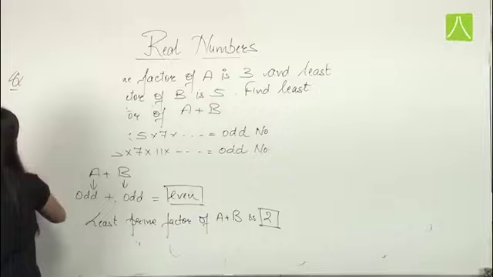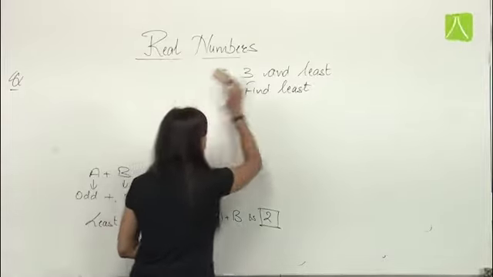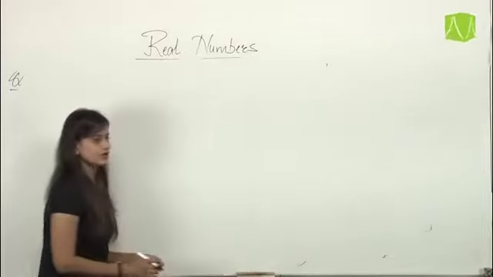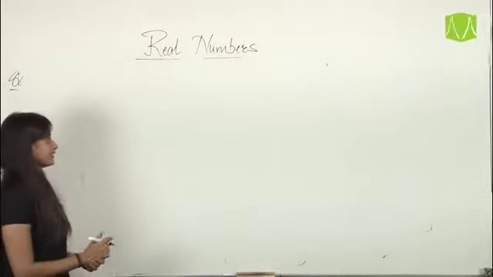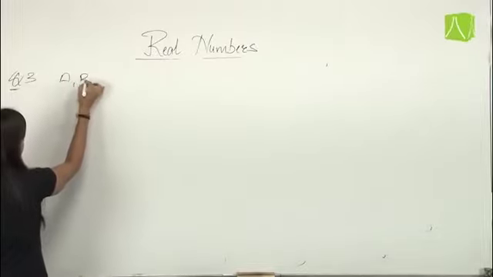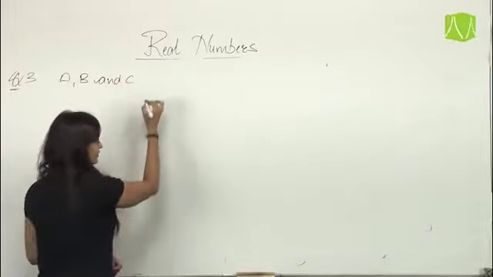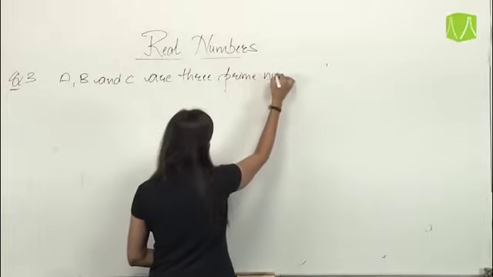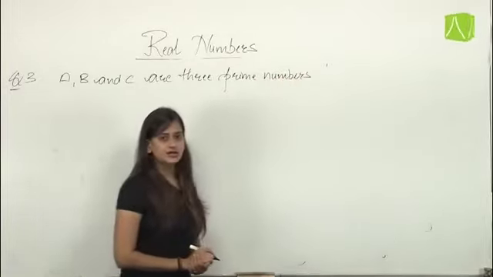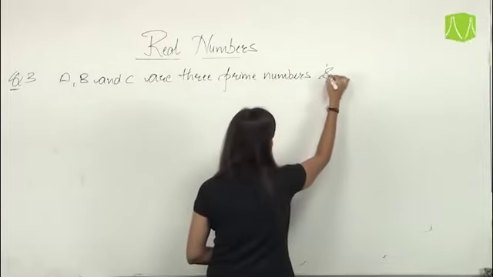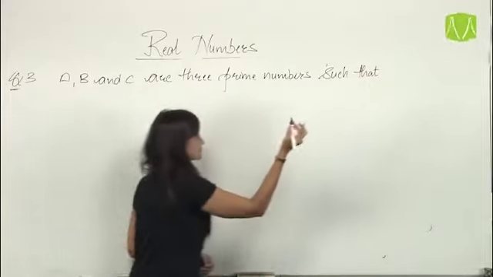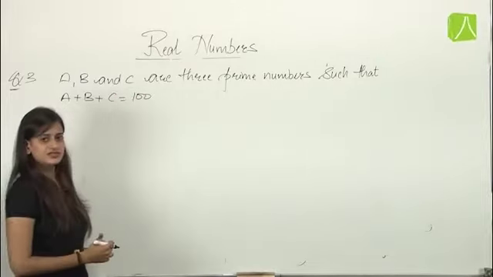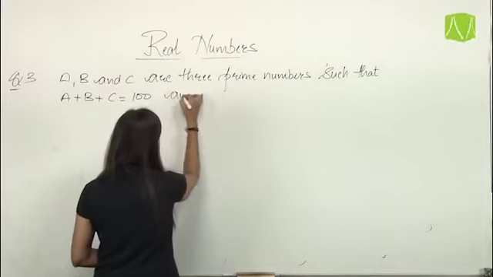Let's move to question number 3. Question number 3 is: A, B and C are 3 prime numbers such that A plus B plus C is equal to 100, and the difference of any two primes is 36.